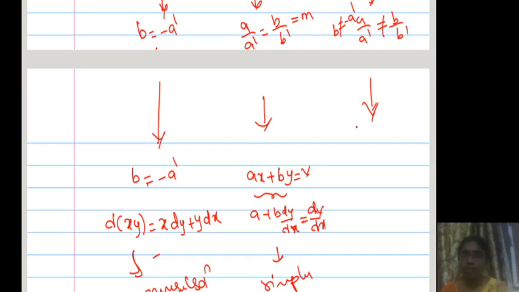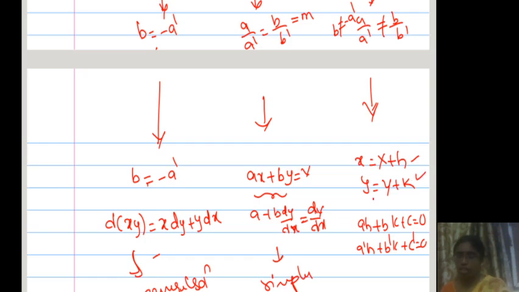Then we go to one method, that is translation. Means you substitute small x is equal to capital X plus h, small y is equal to capital Y plus k. I am translating that in terms of capital X, capital Y, with h comma k. Then what happens if you substitute these values? You will get in the differential equation RHS some term like ah plus bk plus c, and you equate it to 0, and a dash h plus b dash k plus c dash equal to 0. After substituting these values in the given differential equation, you will get that.